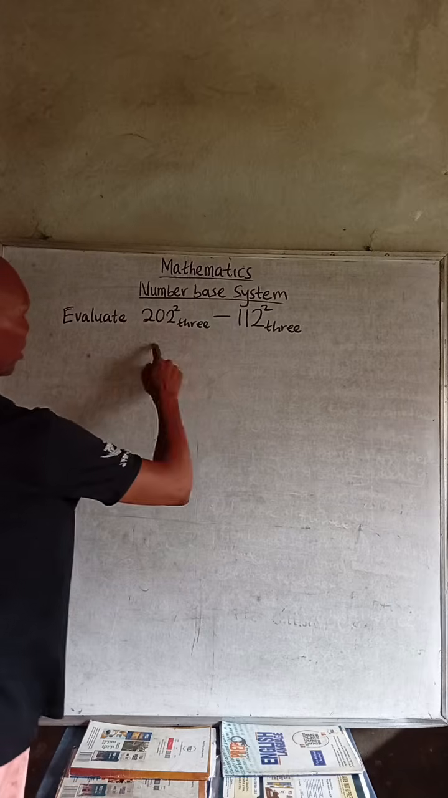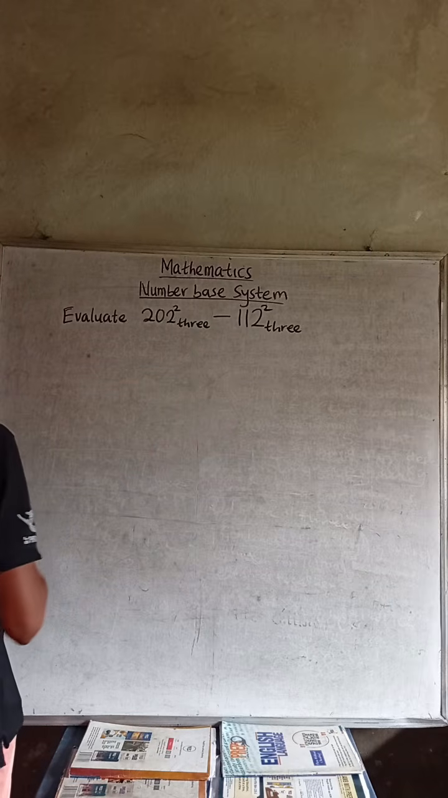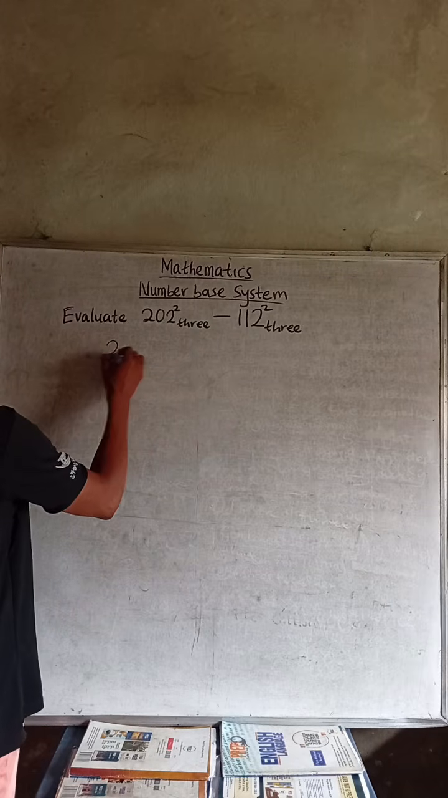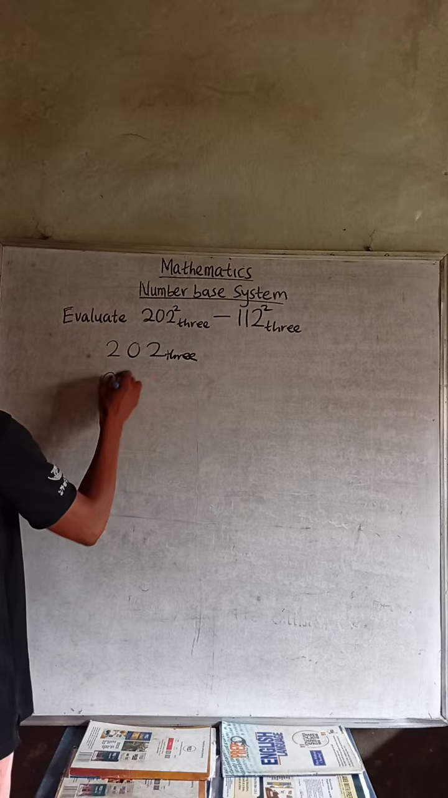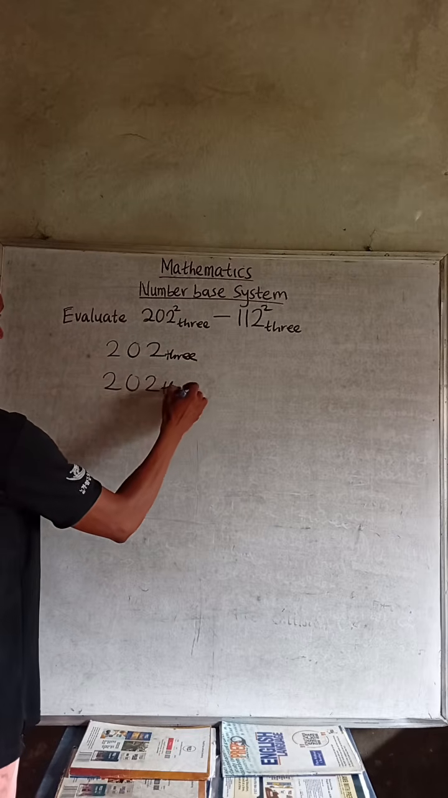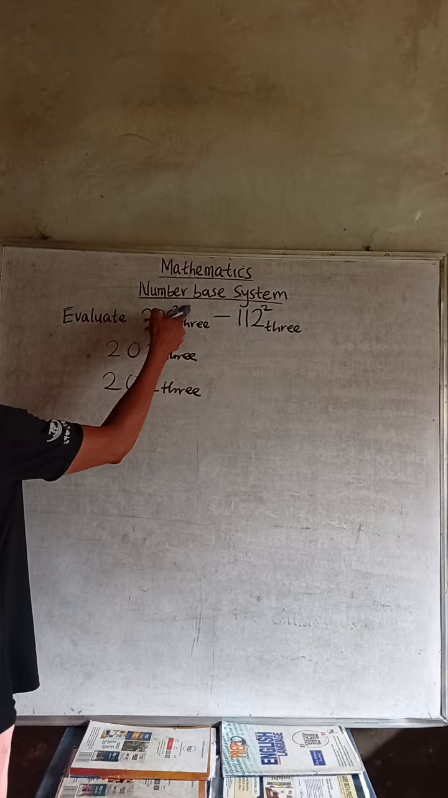Now, I want to simplify this, what we have on the board. The first thing to do is to multiply 202 by 202, all in base 3, because it is squared here.